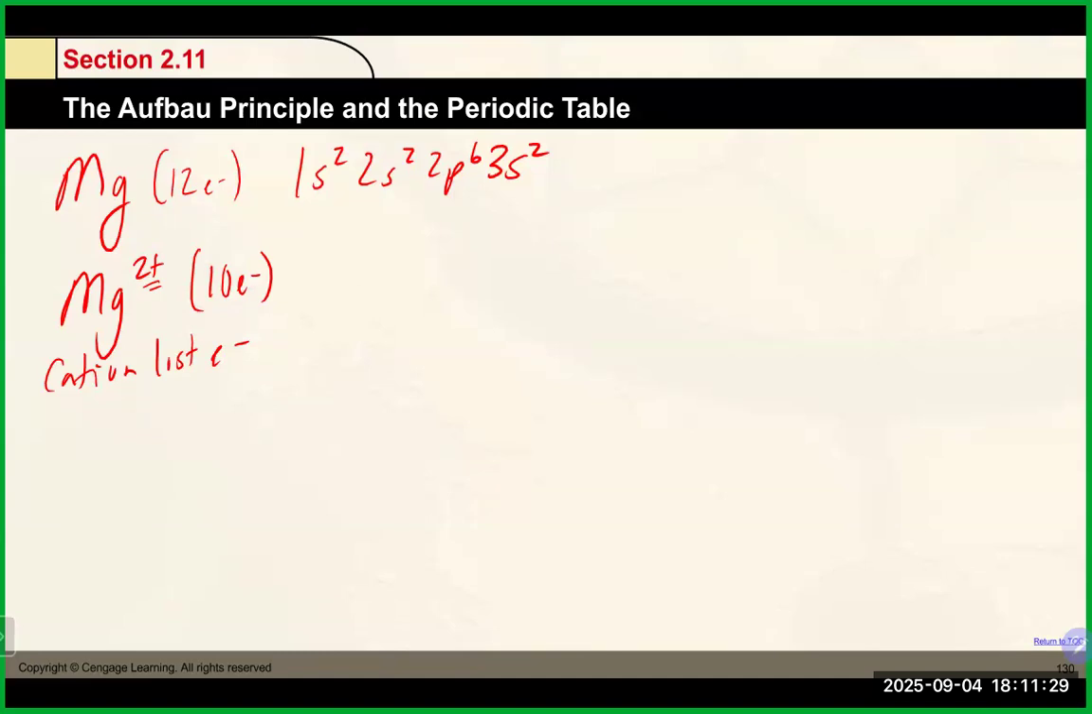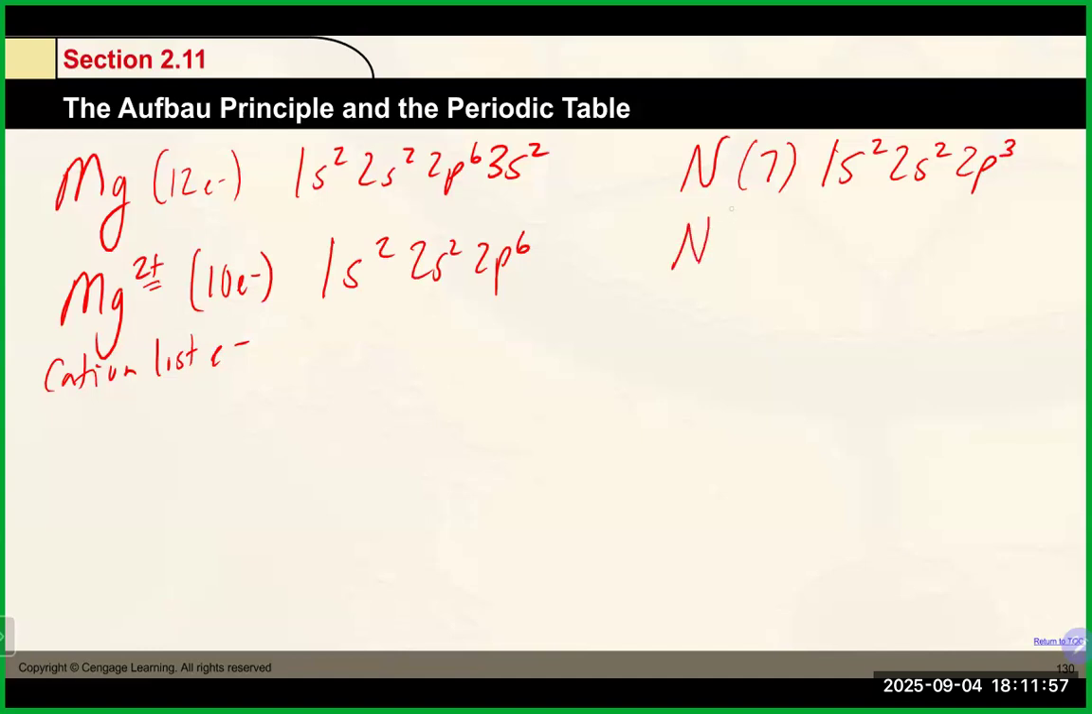So if you're writing electron configuration for something that's an ion, you do have to adjust it, and that'll be 1s2, 2s2, 2p6 would be its electron configuration. If we look at something like nitrogen, which is 7, again with no charge, it would be 1s2, 2s2, and 2p3 in this case.